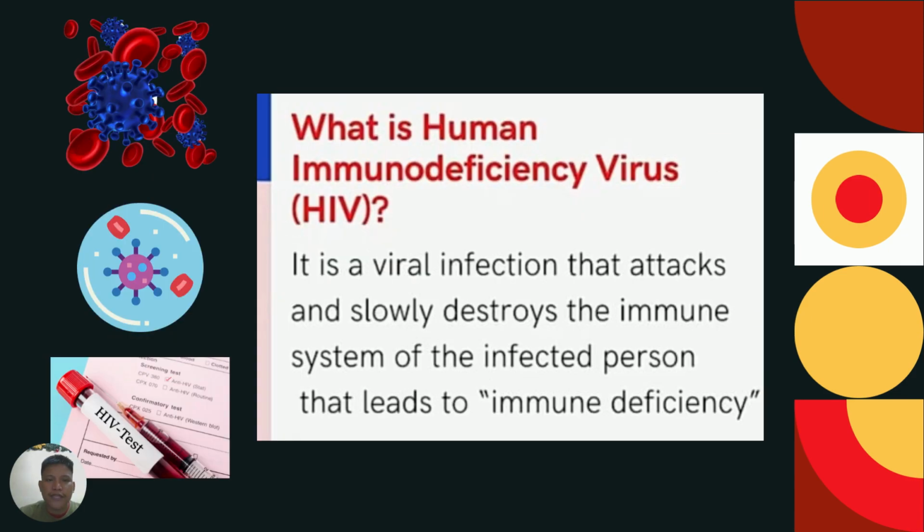So let's first identify what human immunodeficiency virus, or HIV, is. Again, the kind of pathogen is a virus. It is a viral infection that affects and slowly destroys the immune system of the infected person, which leads to immune deficiency.